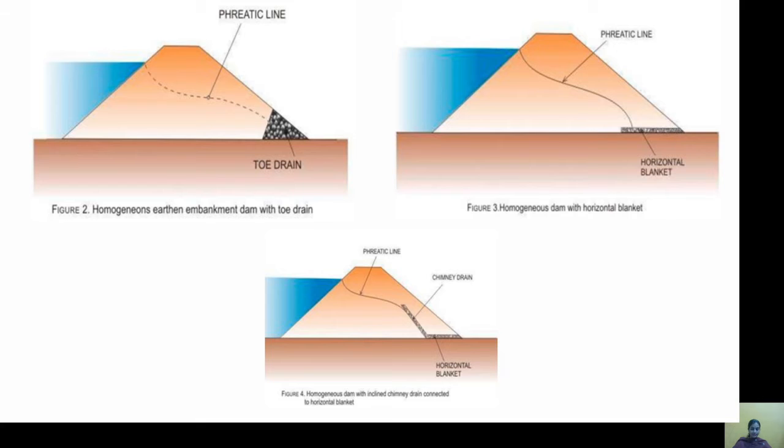Here you can see different types of earthen dams, where you can see the toe drain. This is the maximum flow line. Here you can see a horizontal blanket. Here you can see an inclined and horizontal blanket.